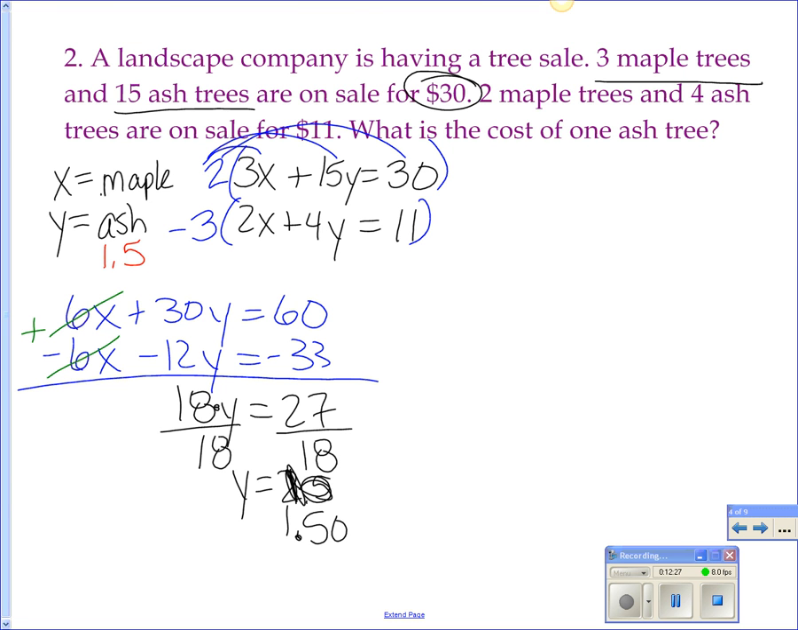Good. Which one of these is Ash, X or Y? So I've answered the question. I don't have to do the last step because I've already answered the question. All they want to know is the cost of one ash tree. And ash tree was Y, which I found. So I'm done. Yes, Daniel.